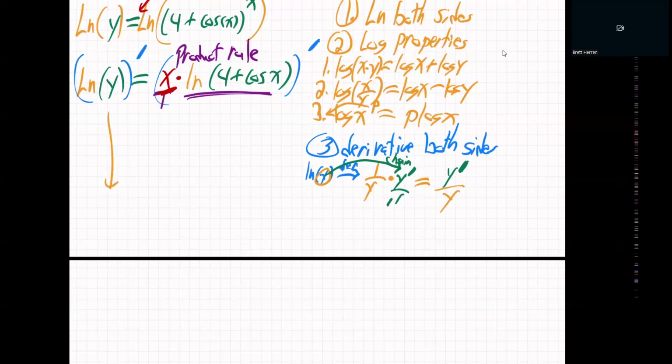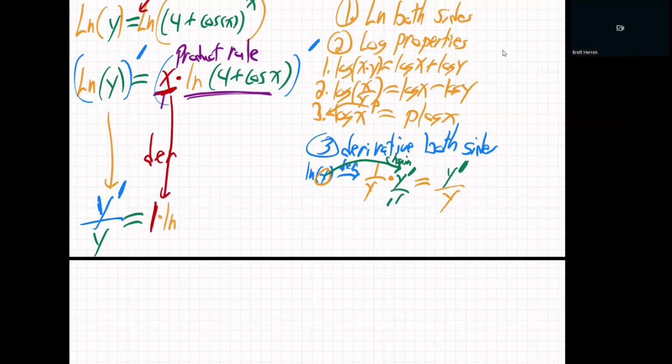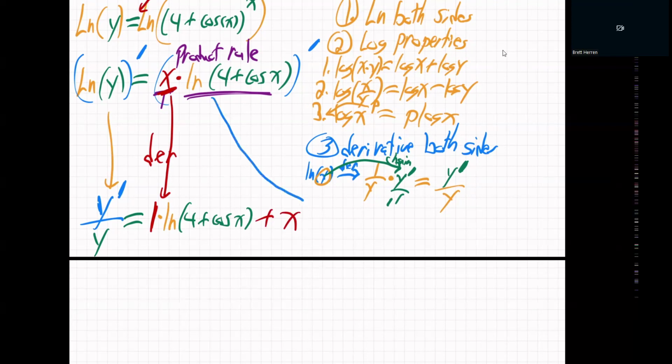So let's take the derivative of that function. What's it going to be? y prime over y on the left. The right side, one more time, is the product rule. Two functions multiplied, so the first one goes first. The derivative of x is 1 times the second function unchanged, plus the first function unchanged times the derivative of the second function.